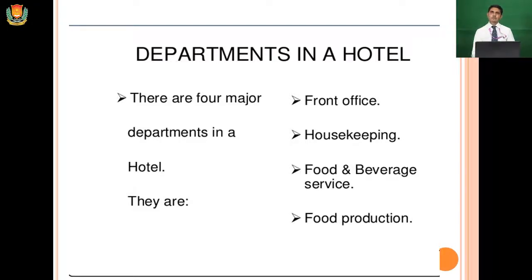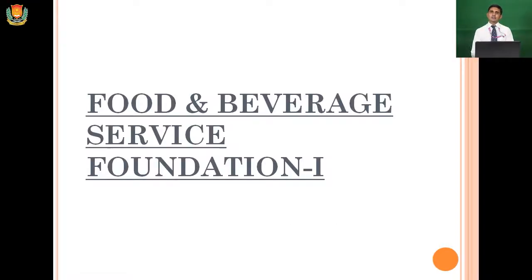Then the fourth is food production foundation. In food production foundation, you learn the basics: cutting of vegetables, soup names, mother sauces. These types of things you are going to be taught in the first semester. We are going to make your basic foundation strong. When your foundation is strong, then you can make a first floor, second floor, third floor, however many floors you want to make on that particular place, you can easily make it. So that is the reason.